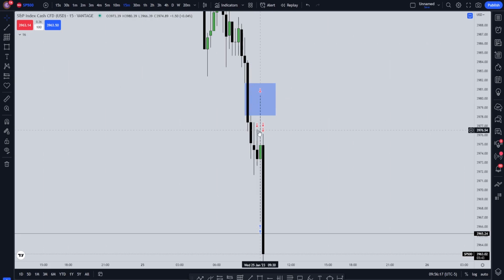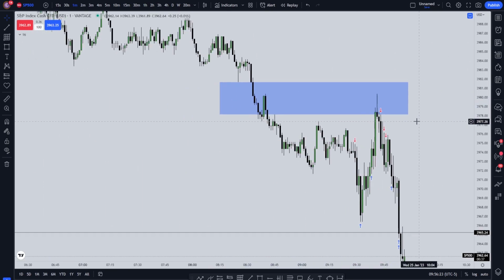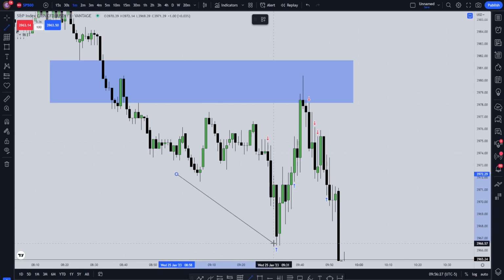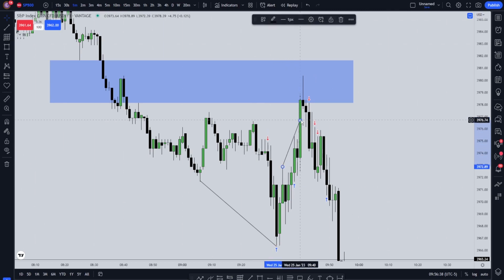for price to be going up, price would have to fill this 15-minute fair value gap for me to switch my bias, and also price would have had to do a full SMT on these lows as well for me to be completely confident in this break of structure over here, or even this one here, however you like to view it.